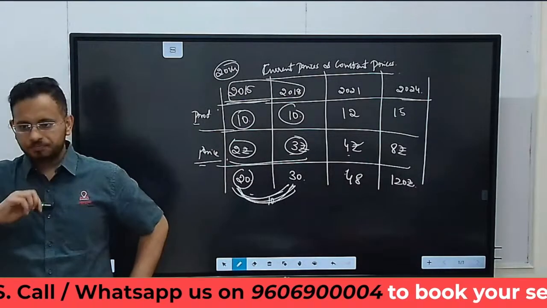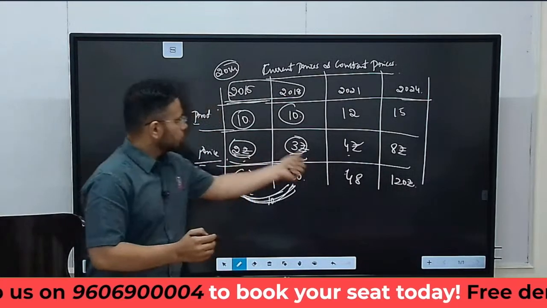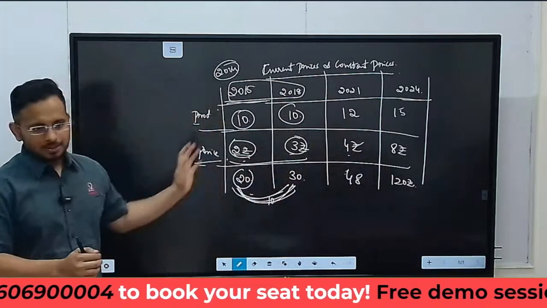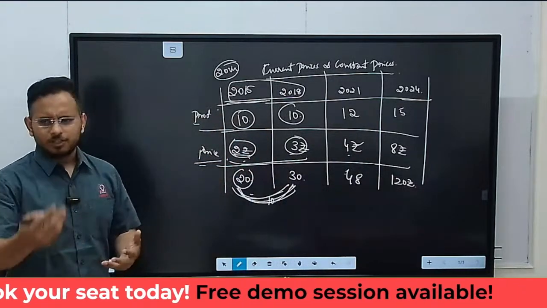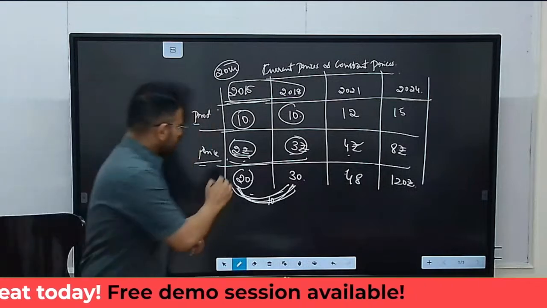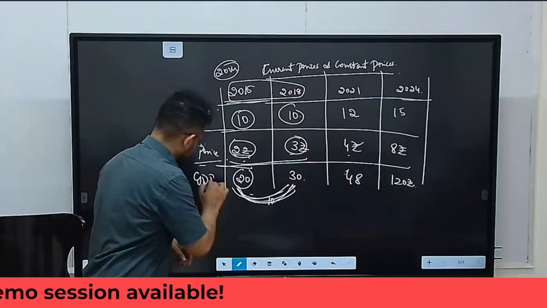Again, you understood this: 2, 3, 4, 8. The prices are increasing. Why are prices increasing? Because the demand is more. Okay, inflation. That's there.